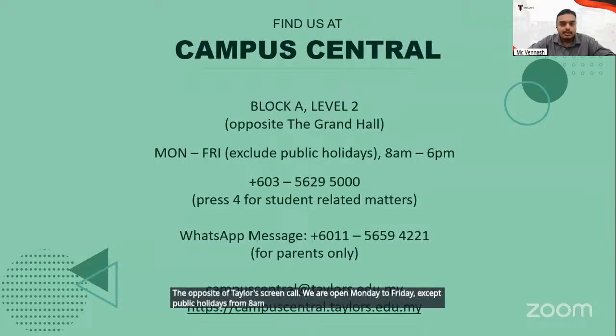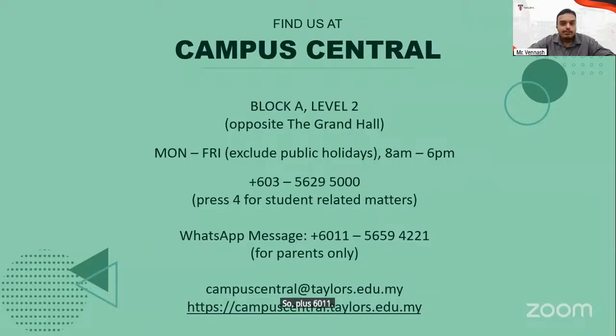to 6 p.m. And to contact us, students need to contact +603 5629 5000, students as well as parents, of course. Press 4 for student-related matters. And for parents, strictly just for parents, we do provide a WhatsApp number. So +6011 5659 4221 is our WhatsApp number for parents only.